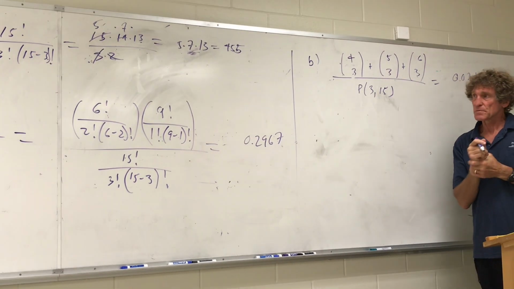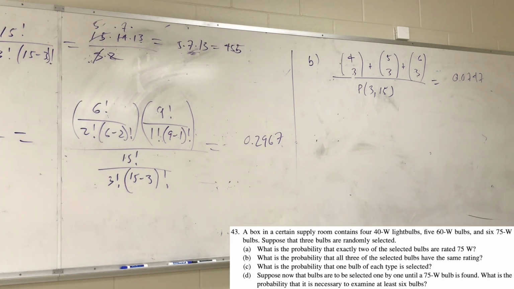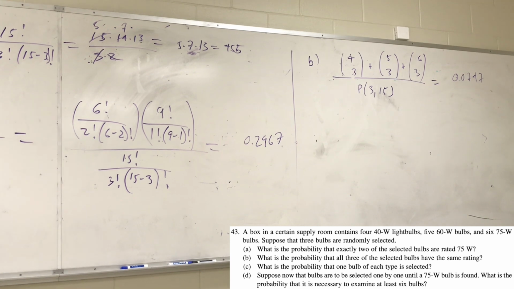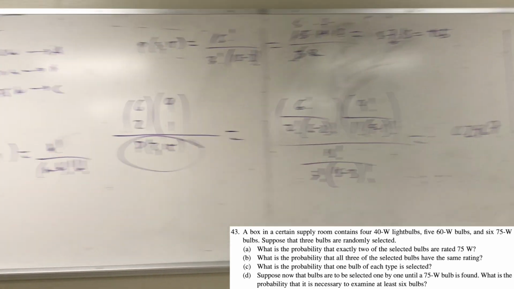0.0747? What's part C? What is the probability that one bulb of each type is selected? 1 bulb of each type. So the total number of combinations is still this guy, right? What was that number again? 455? 455, right? On the bottom. Now what do we do on top?